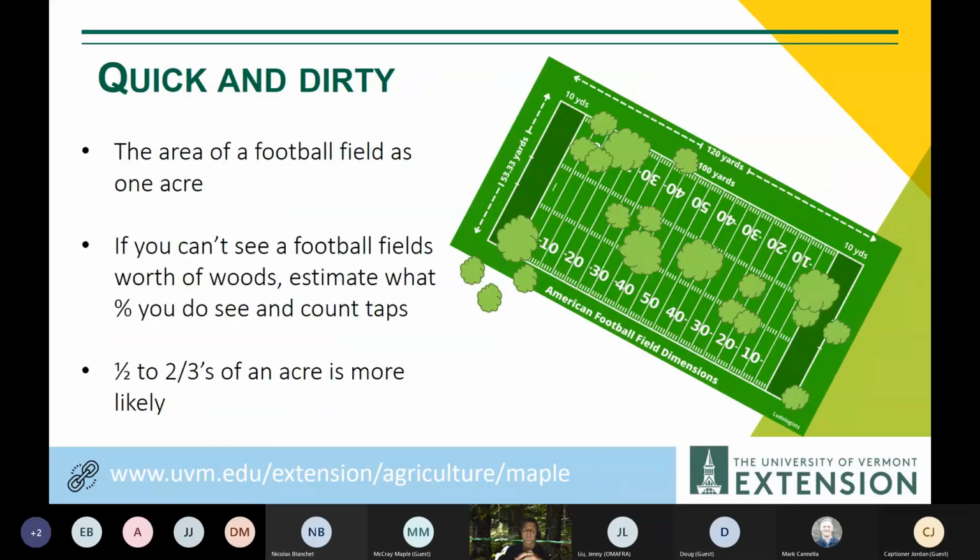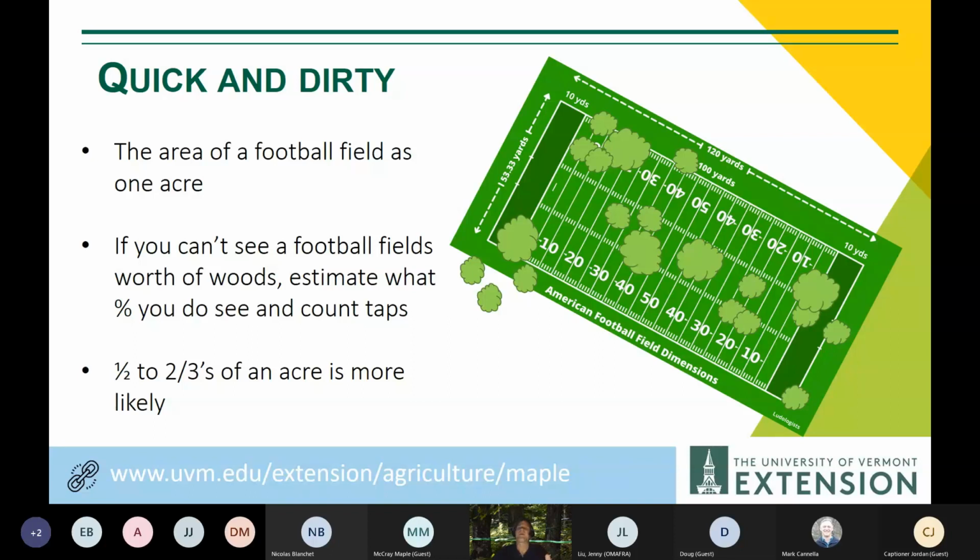I will say the last type of inventory is sort of a quick and dirty, and that is just to visualize a football field. A football field is just about an acre in size. Most woods you can't see the equivalent of a football field, but you can probably estimate how close, and that would be another way to do it. Real quick and dirty, jump in there, decide whether or not you can see roughly half a football field or maybe a little more. Count the trees, and that'll get you on your way.